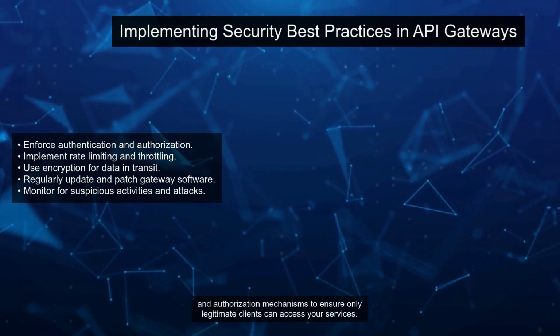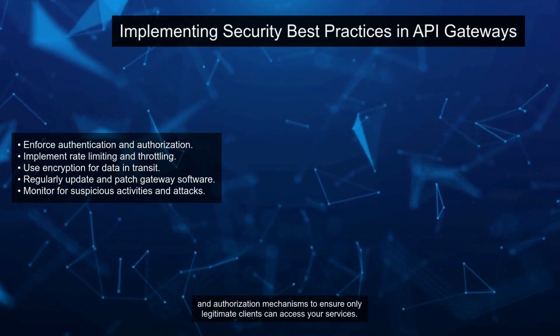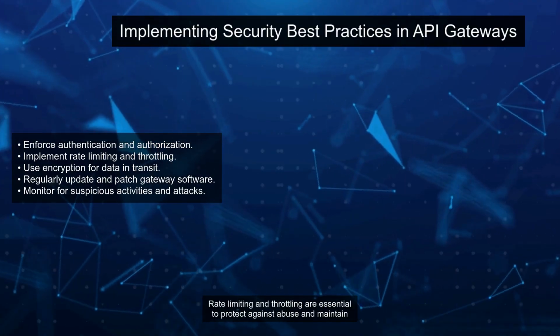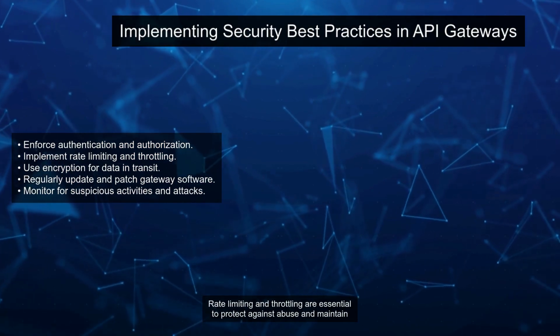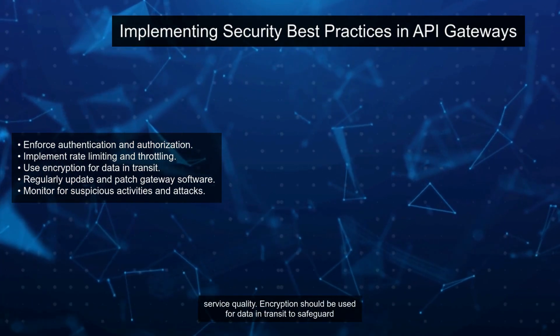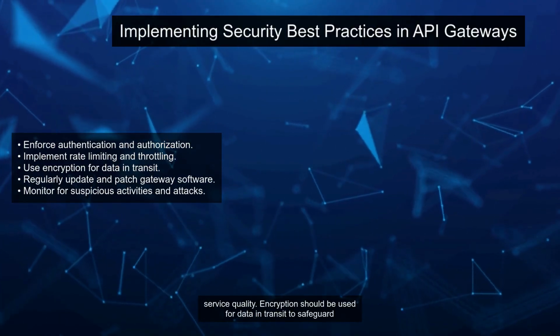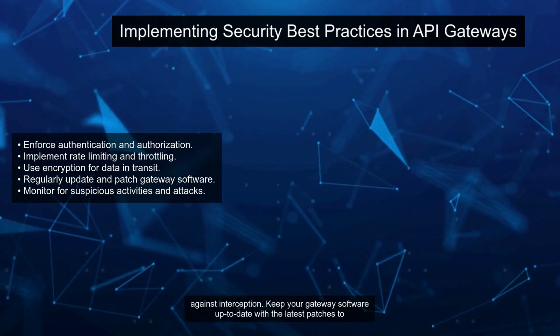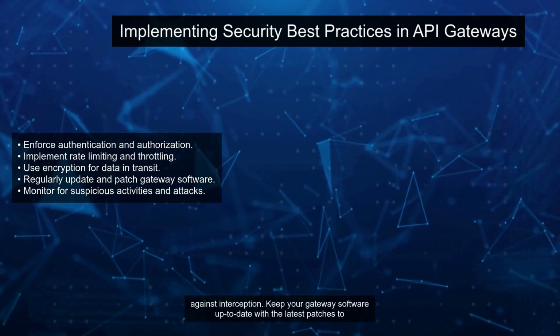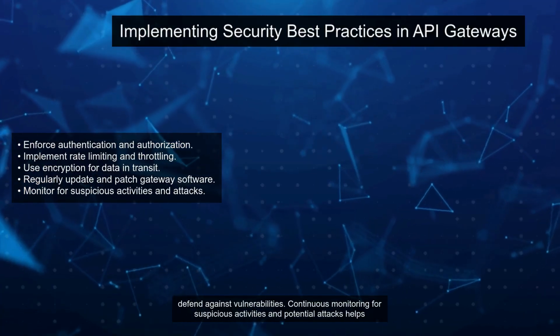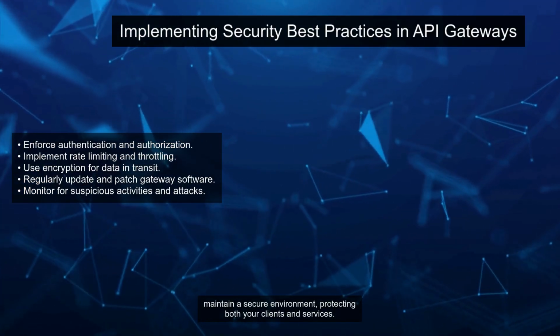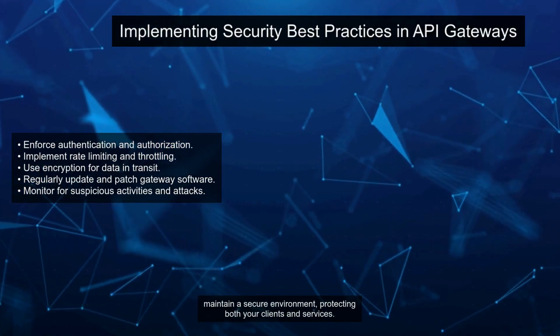Security is paramount when implementing API gateways. Start by enforcing strong authentication and authorization mechanisms to ensure only legitimate clients can access your services. Rate limiting and throttling are essential to protect against abuse and maintain service quality. Encryption should be used for data in transit to safeguard against interception. Keep your gateway software up to date with the latest patches to defend against vulnerabilities. Continuous monitoring for suspicious activities and potential attacks helps maintain a secure environment, protecting both your clients and services.